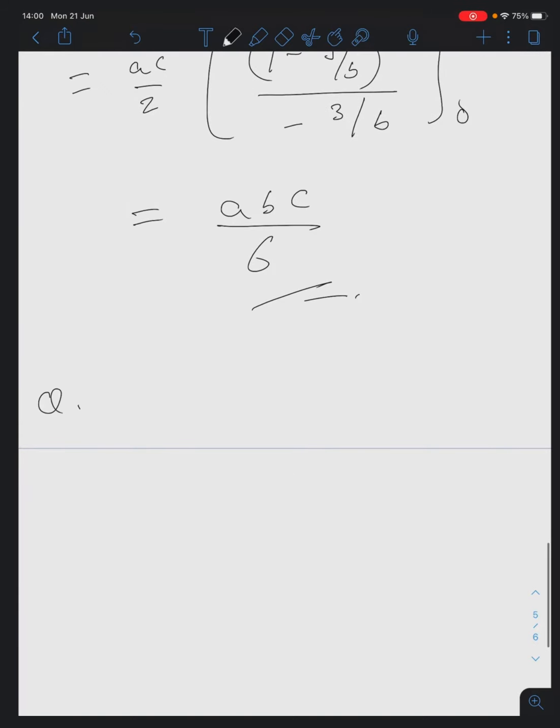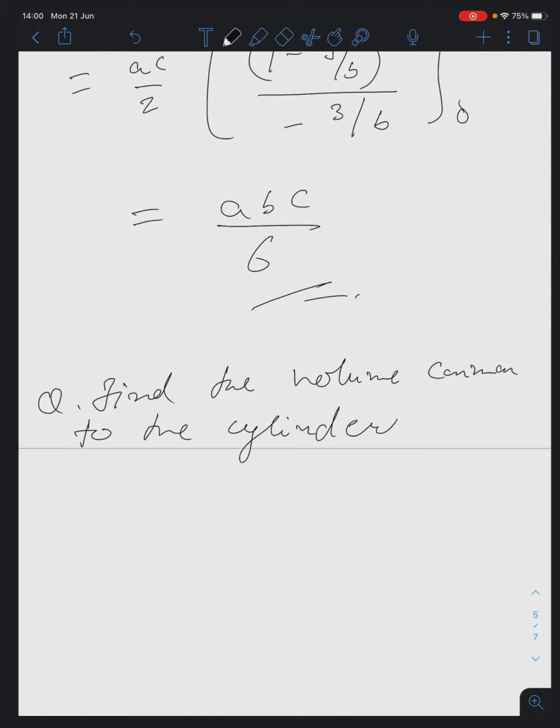Okay, solve this one. Find the volume common to the cylinders x square plus y square is equal to a square and x square plus z square is equal to a square.